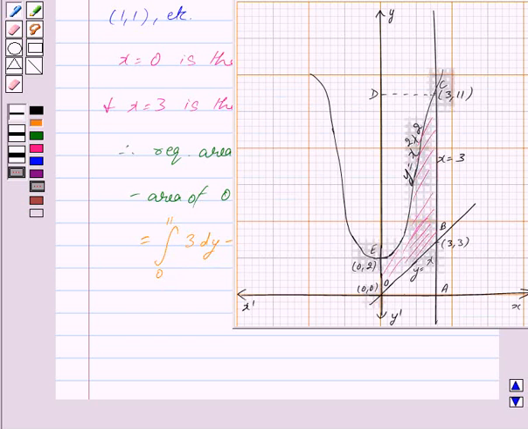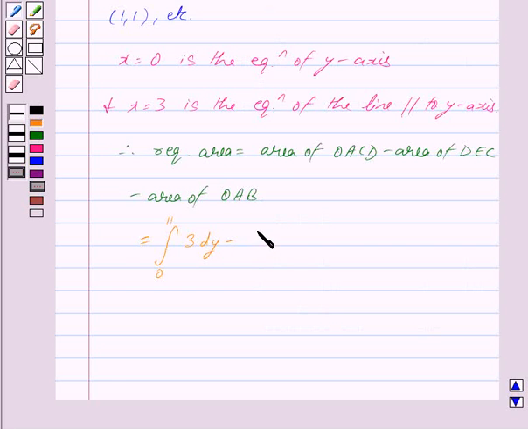Now, area of this region DEC is given by, now this region is bounded by the parabola y is equal to x squared plus 2, the y-axis and this line CD. Also the limit of this region lies from 2 to 11. So we have the area of DEC given by the integral with limit from 2 to 11, and the equation of the parabola is y is equal to x squared plus 2, so we have x is equal to under root y minus 2 dy minus.